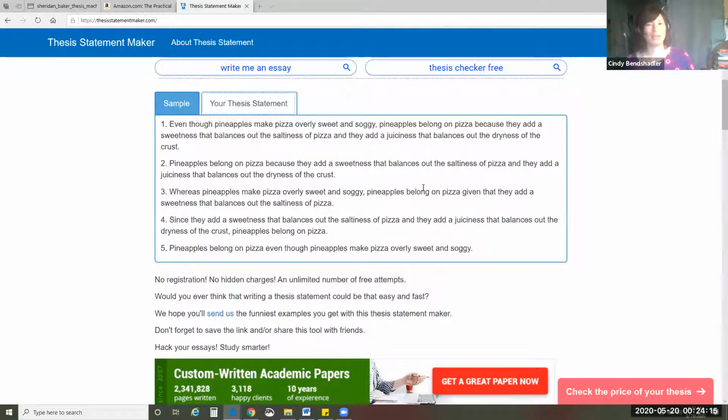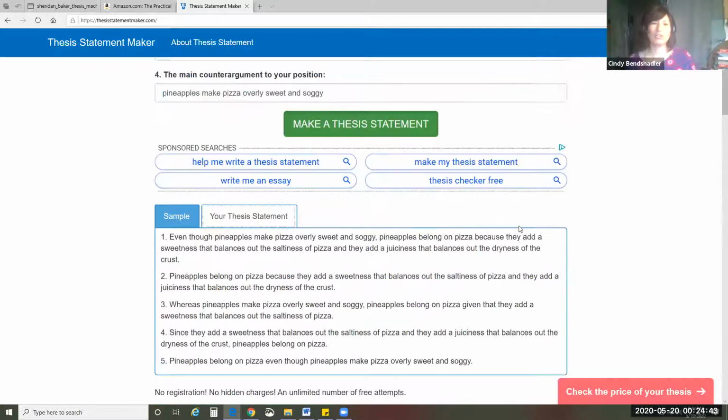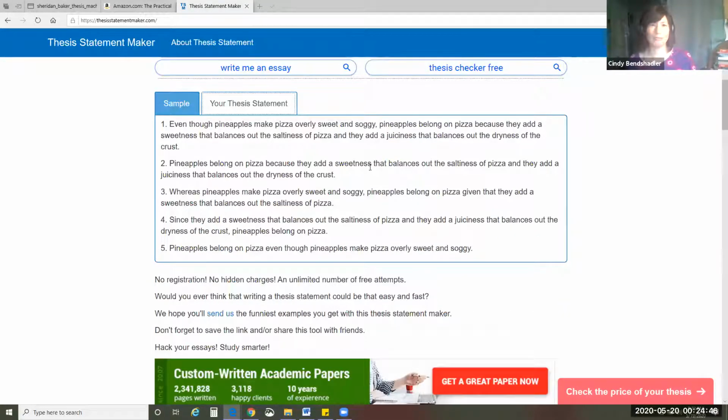I might say they belong on pizza given that they add sweetness and juiciness, something like that. Since they add a sweetness that balances out the saltiness and a juiciness that balances out the dryness, pineapples belong on pizza. Or pineapples belong on pizza even though, and then I don't want to say pineapples make, but I might say they can make pizza overly sweet and soggy, something like that. So this is useful. You would still want to go through and edit and refine, but it's certainly a way of helping you form a thesis statement, helping you think through the process.